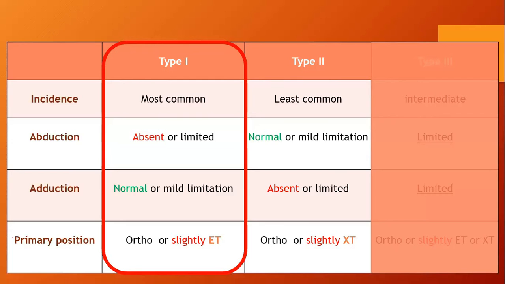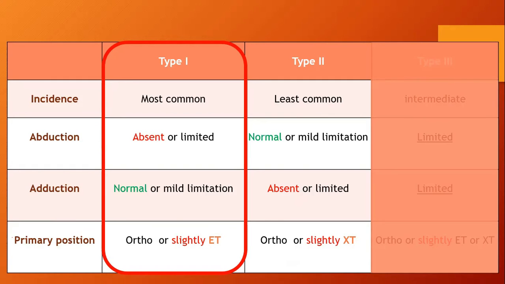Type 2, you can simply know that type 2 is the opposite of type 1. Okay, so know type 1 by heart, make the opposite for type 2. Here the abduction is the affected movement. Here the abduction is normal. Here in type 1, the adduction is normal, but here it is affected, absent or limited. So type 2 is the opposite of type 1, and it could be ortho or XT.